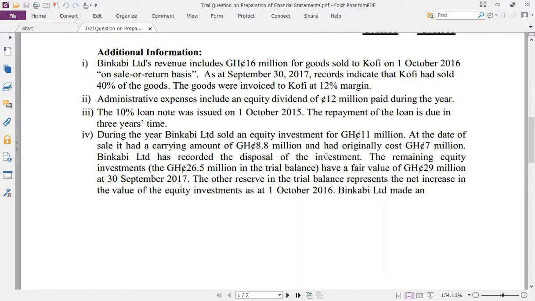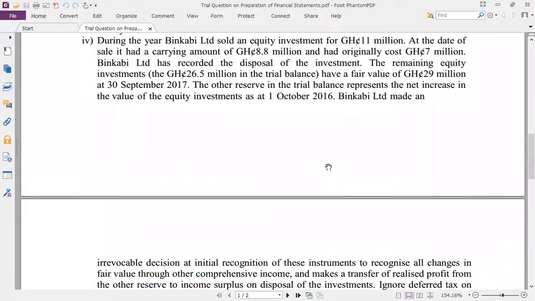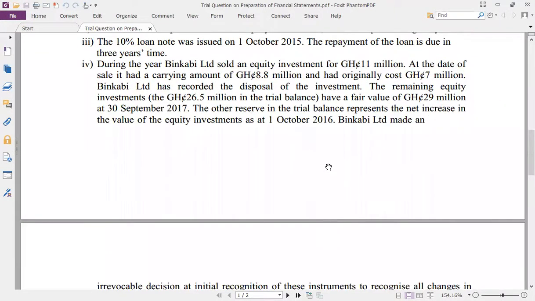That is all. If it is held for sale, then the fair value gain should be reported in the OCI. If it is held for trading, I normally call it gambling or speculation, then it means that the fair value should hit the P&L. That is all. Let's go down. Yes, they have to tell us where we should treat the fair value. Good. The other reserve, the trial balance represents the net increase in the value of equity investment as of 1st October 2016.